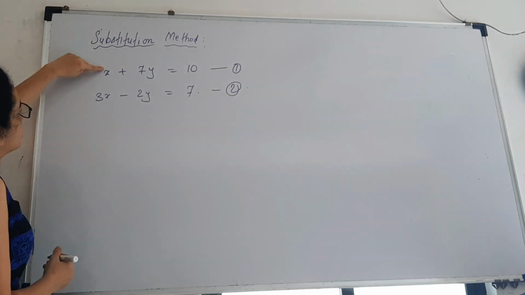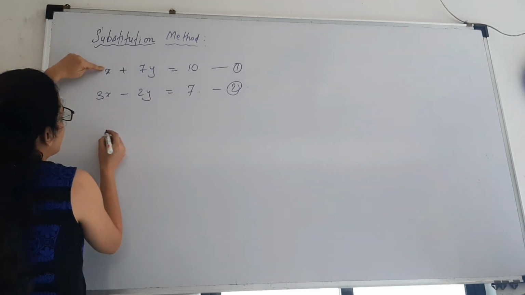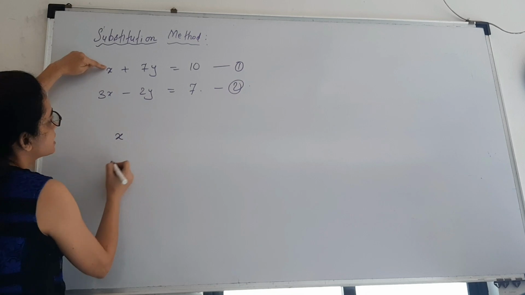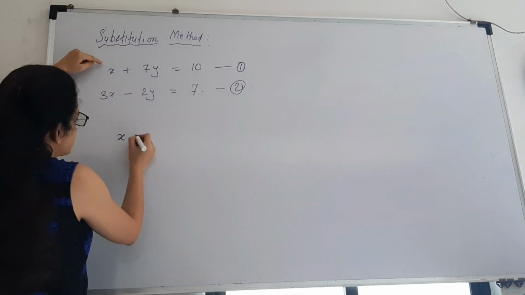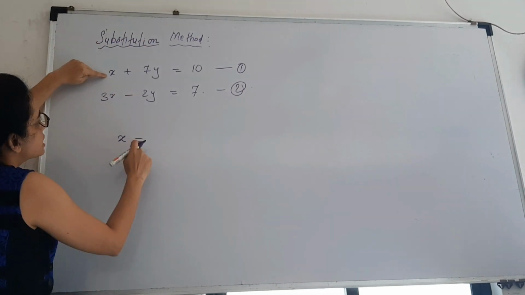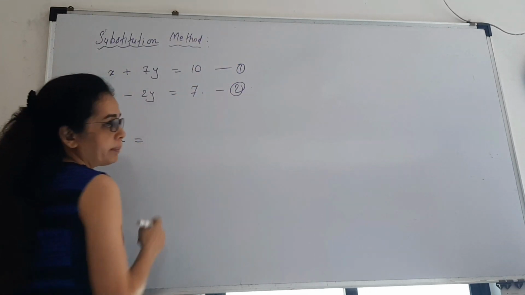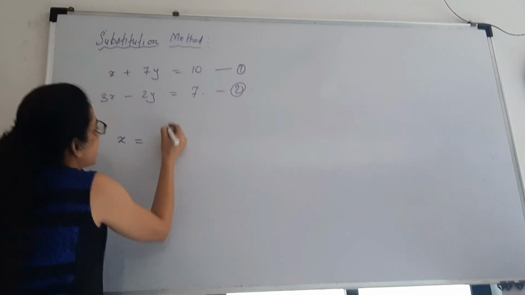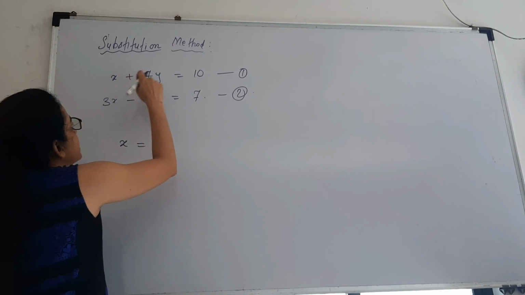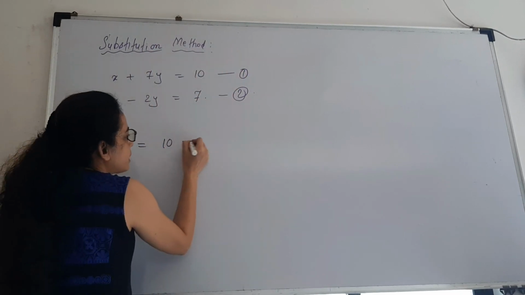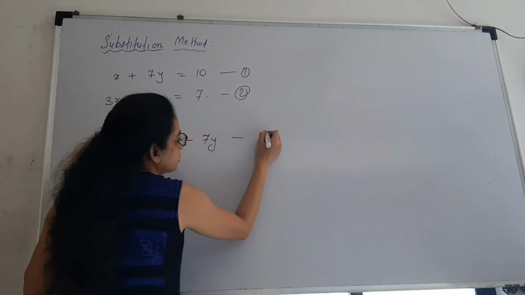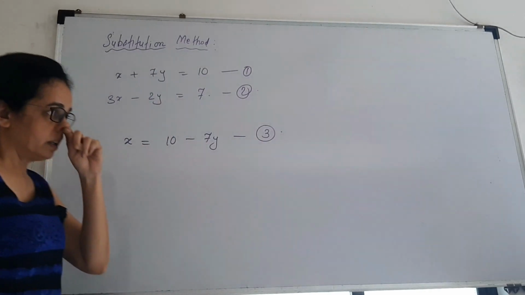For example, here, let me take equation 1. From this, can I write x in terms of y? It is possible. So what I'll do is x is equal to 10, and plus 7y, when it comes on the other side, becomes minus 7y. Let me name this as equation 3.